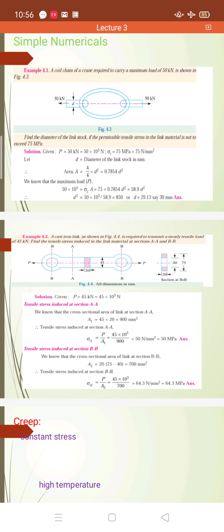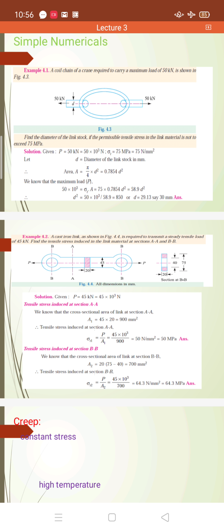Look at the right side, section BB. Section BB is given as a rectangular section. The dimensions are 20 in width, 25 outer, and inner is 40. Given P is equal to 45 kilonewton, meaning 45 into 10 raised to 3. Firstly we calculate the tensile stress induced at section AA. The cross sectional area of the link at AA is A1, which is 45 into 20, meaning 900 mm square.